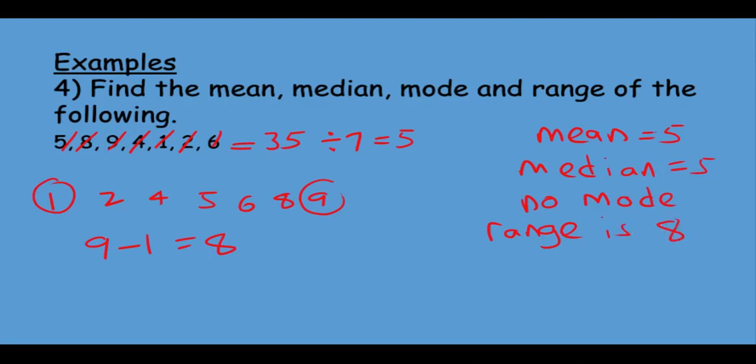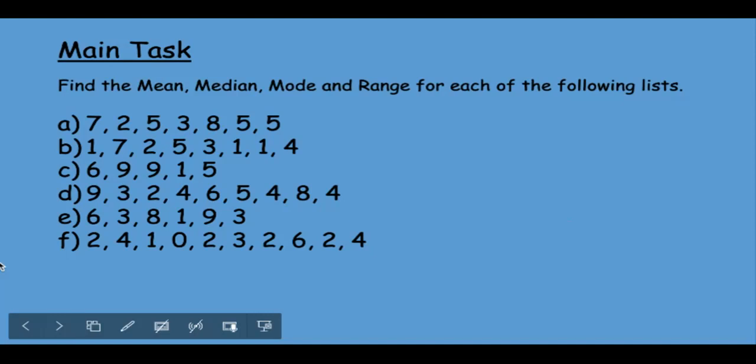Okay, so side heading, main task. So here's our main task. So just finding the mean, median, mode, and range for each of those. The next slide is going to be a challenge question as well. So obviously pause wherever you need to, and then we'll come back and have a look at the answers.